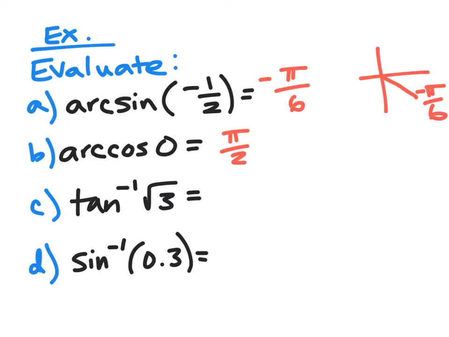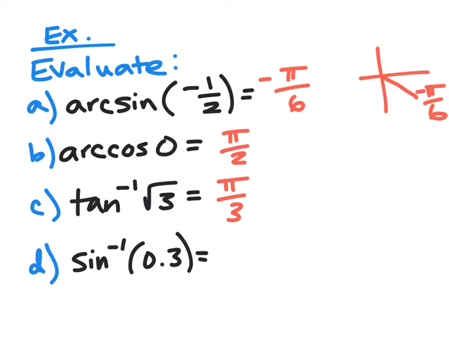Now a lot of times we don't actually write the word arc in front. It could just have what looks like an exponent of negative 1. That means the same thing as arc tangent. You could also read that as inverse tangent of root 3. And again, using the unit circle going backwards, the angle that gives me tangent equal to root 3 is pi over 3. And because it's positive, I can keep that as positive pi over 3.